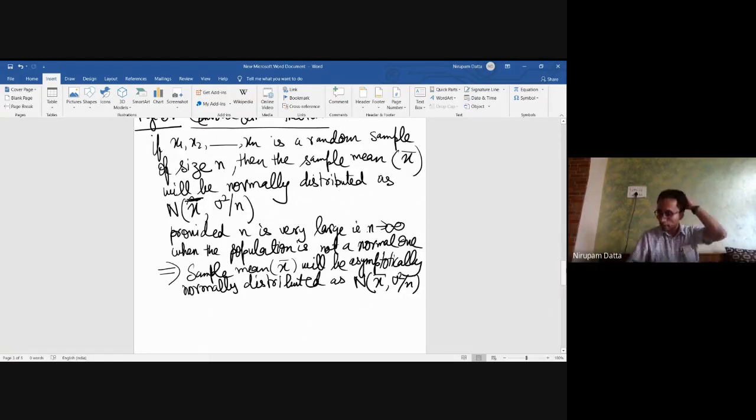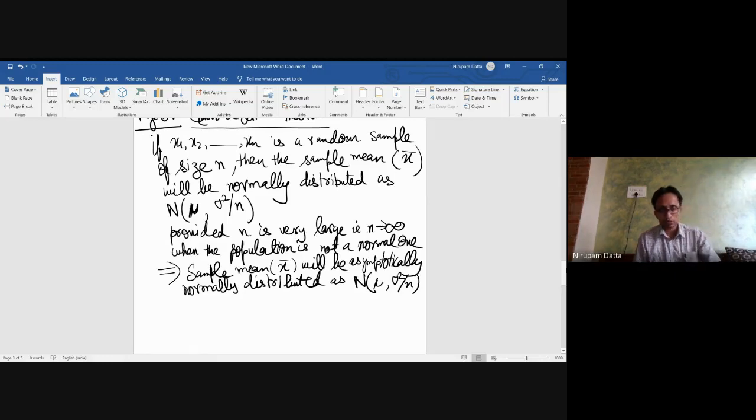I have to make a small correction here. I said that if x1, x2, ..., xn is a random sample of size n, then the sample mean will be normally distributed as N(...). Instead of x bar, we will be writing this as mu, where mu is the population mean, and sigma square by n uses the population variance. Similarly here also, it is asymptotically normally distributed. So this is the general idea of the central limit theorem.